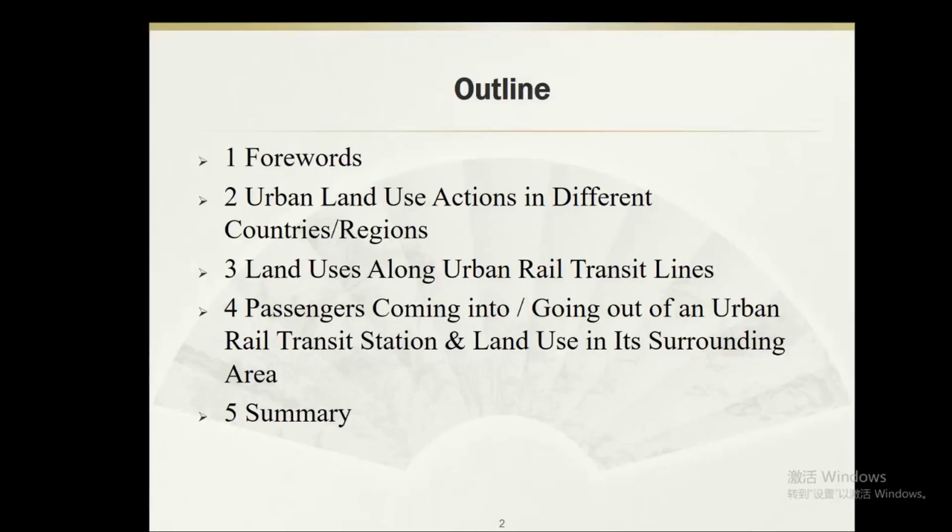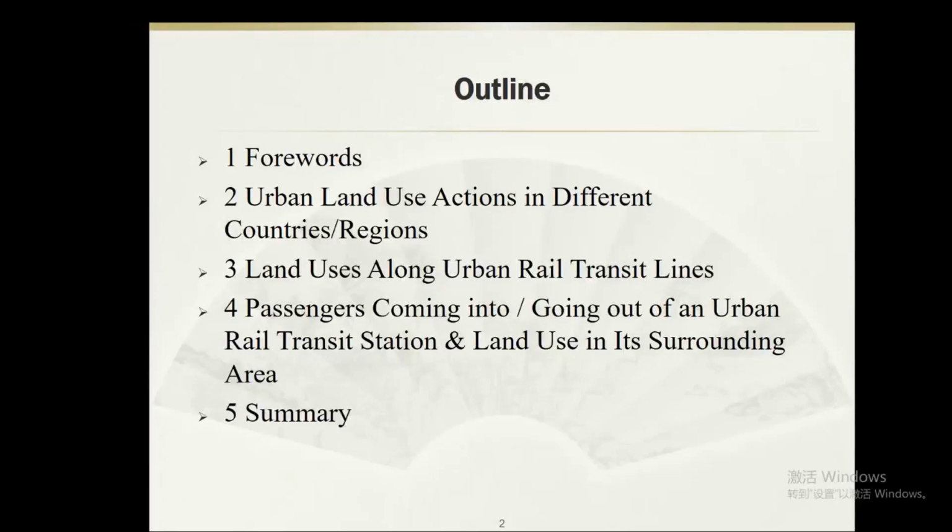This is the outline of my lecture this time. There are five parts in total. The first is about urban development modes. The second is about the regulations and laws in different countries or regions, including the US, UK, Hong Kong, China, and Japan, about land use in urban areas. The third part is about land uses along urban rail transit lines, especially around the rail stations, and how to utilize the land around a rail station.